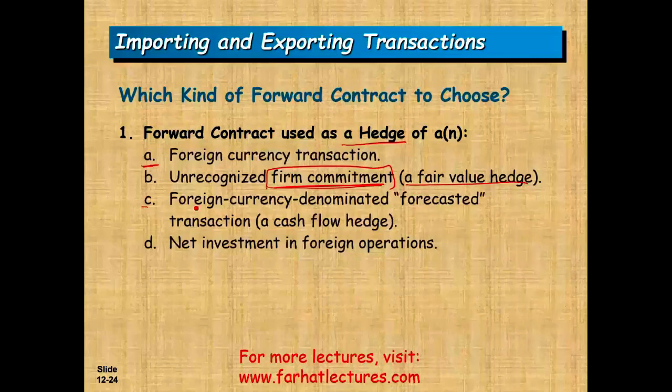And we have something called foreign currency denominated, which is forecasted transaction. Here you planned to buy something in the future. So what you want to do is protect your position. This is called a cash flow hedge.